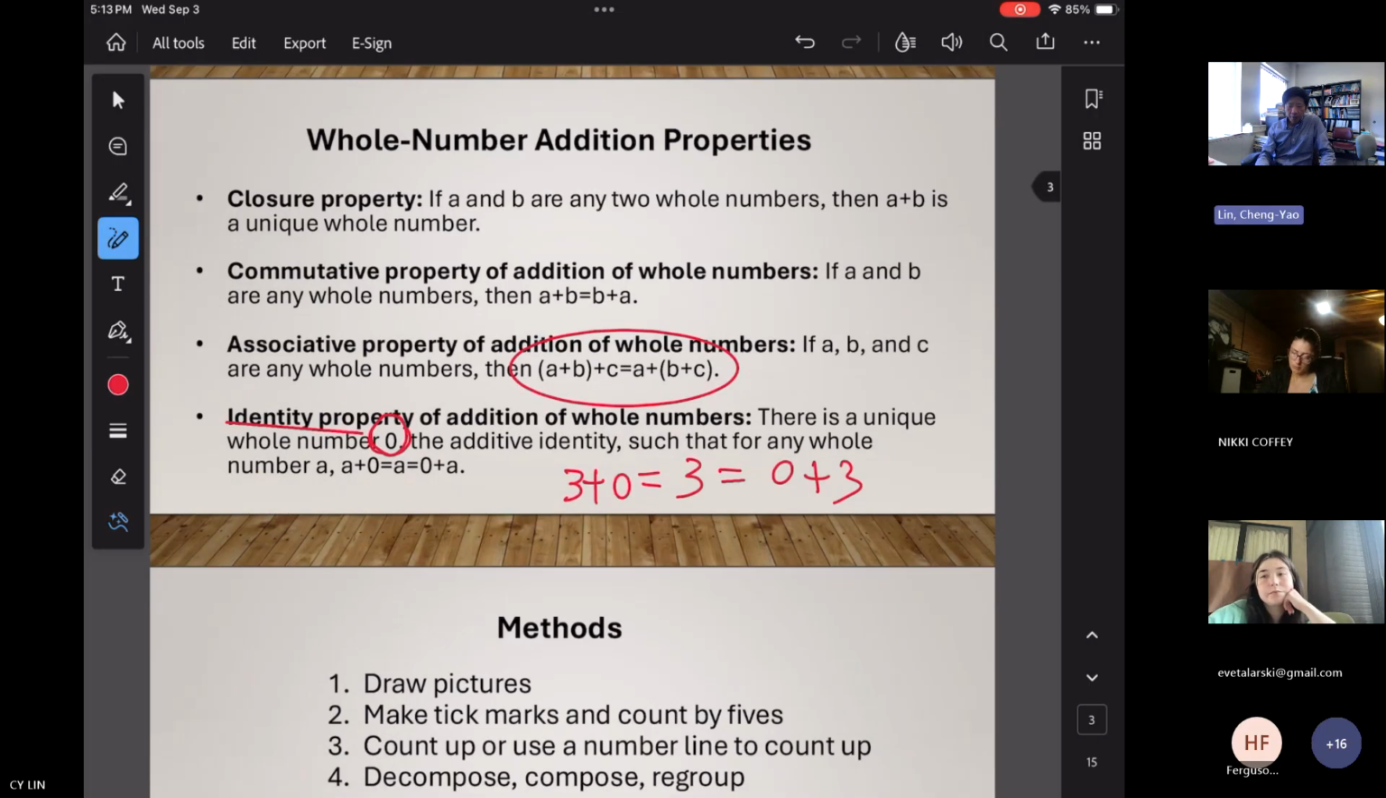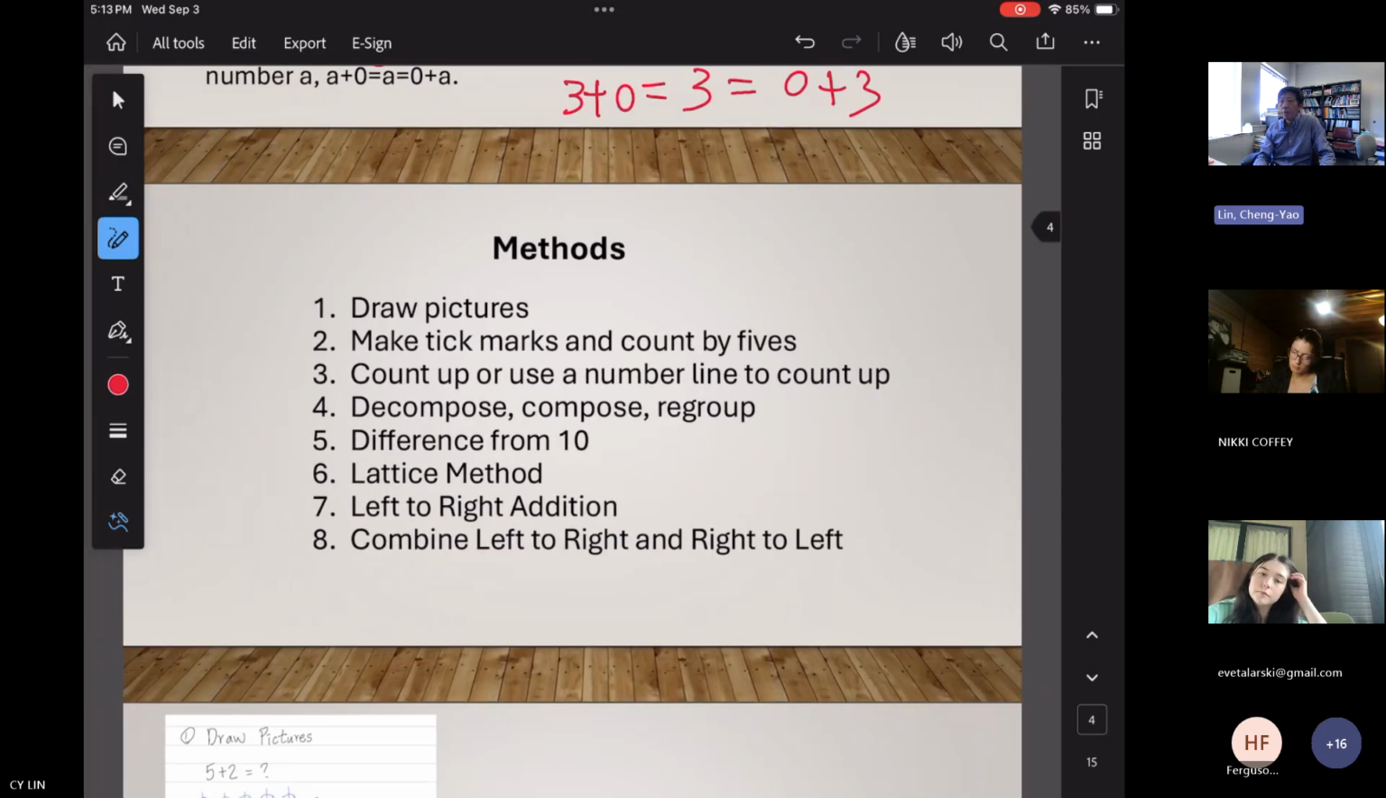All right, we finish up our addition properties, and then we need to learn some methods, okay? So we have some methods I want to go over with you. The first one is draw pictures, okay? Draw pictures. The methods I will go over with you are from easy to difficult, from, let's say, slow learner to quicker learner, all right? So in the classroom, we have diverse learners, and we have many different ways to help many different students, diverse students, okay?